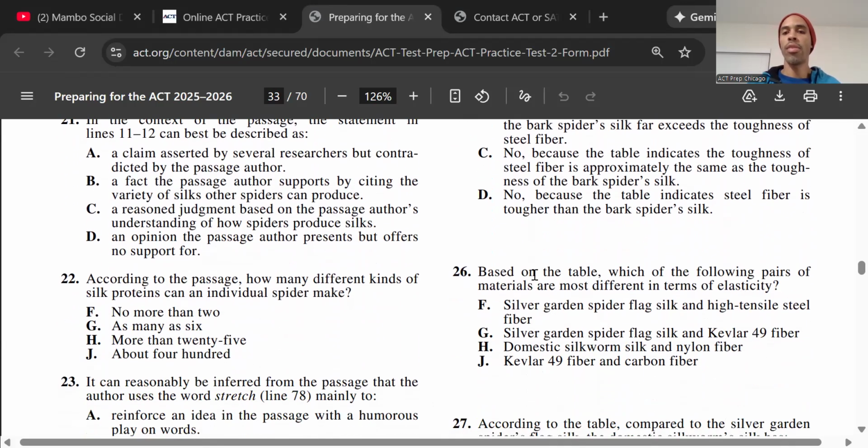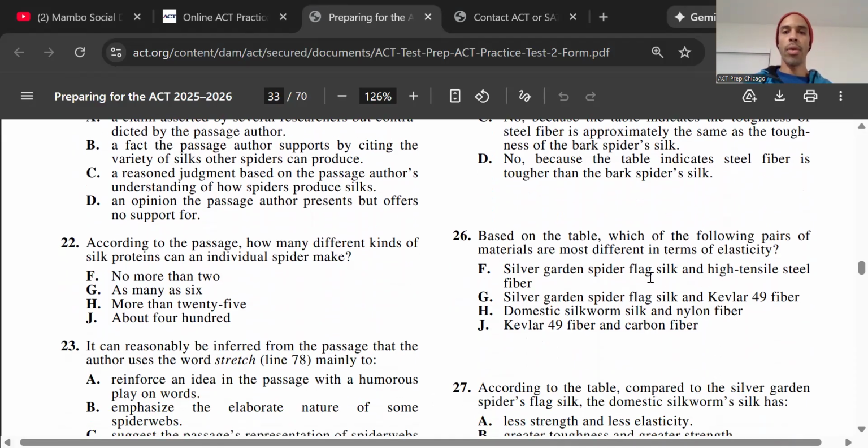Question 26: Based on the table, which of the following pairs of materials are most different in terms of... Well, another thing to point out: some smart person might say, "Why are you watching this guy's videos? He doesn't even know the difference between strength and toughness." But that's actually the point of the video, because I don't have to be a science expert to do well. Oh, this is a reading. If this were science, I would say I don't have to be a science expert to do well in science. But this is a reading, so it's irrelevant in that case too.